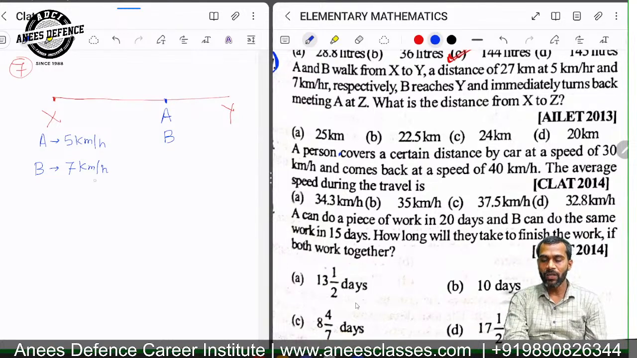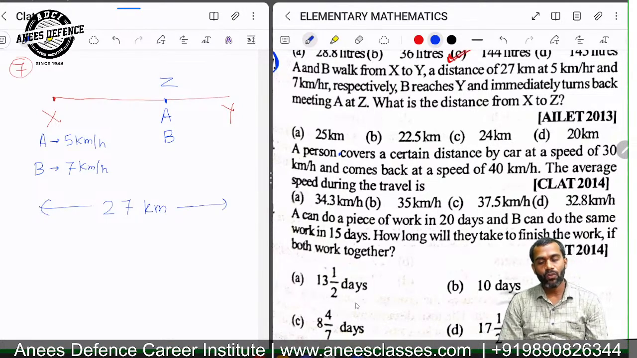See, B and A, both of them start together. So B reaches Y first. He will cover 27 kilometers and he comes back. And at point Z, both of them again meet. Yes or no? So we need to find out the distance between X and Z. Have you understood? That is what we need to find. Please try. Have you understood the question? The total distance is 27 kilometers. See, could you just tell me what is the total distance covered?